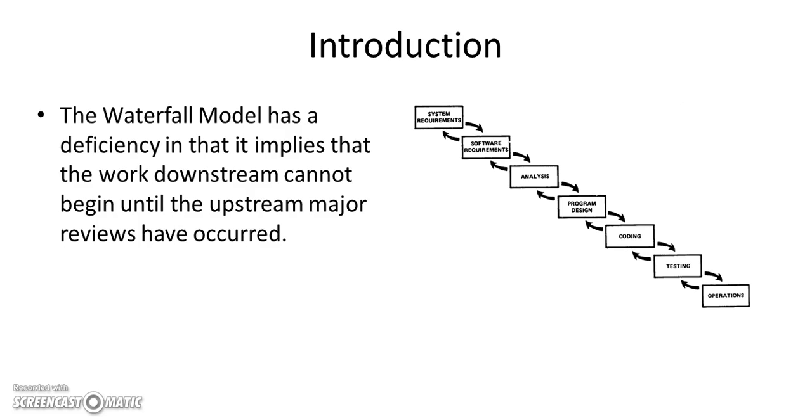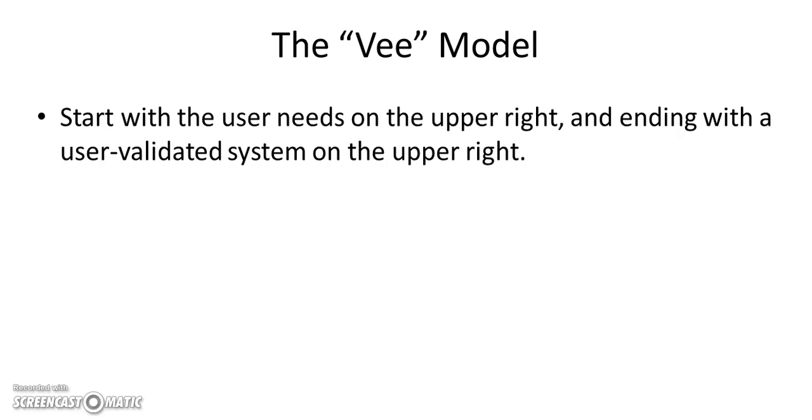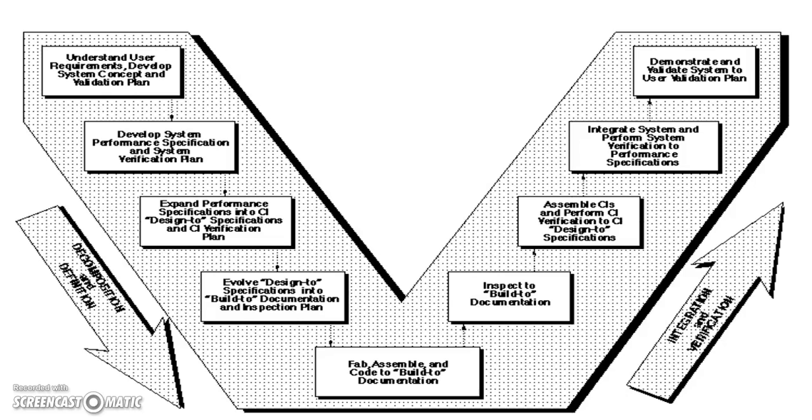So they say that the waterfall model has problems. They say that the spiral model is good, but they don't see how clearly design is articulated in the spiral model. So what they say is the user and developers need to go on a kind of V-shaped journey.